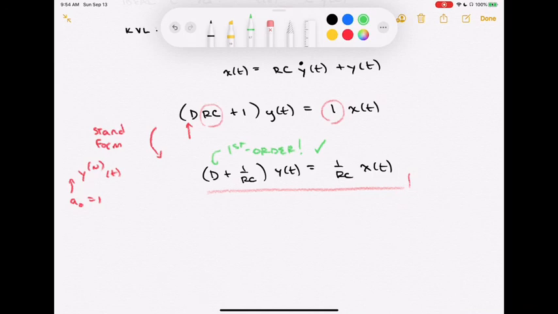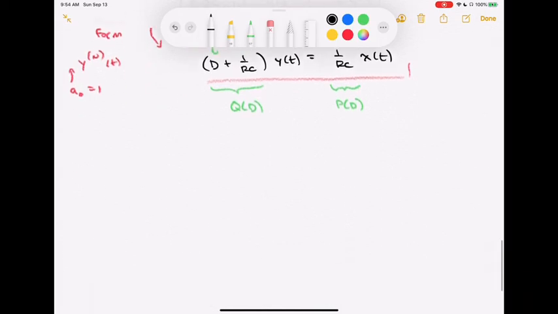Okay, so I've got a differential equation description, and just a reminder of notation now. The operator acting on y of t is my Q of D, right? The one acting on my input is just my P of D. So I have a constant coefficient linear differential equation expressed in standard form, and I'm going to use that now to find the unit impulse response of my system, which I already knew intuitively should be a decaying exponential. Let's go ahead and remind ourselves what that unit impulse response looks like.